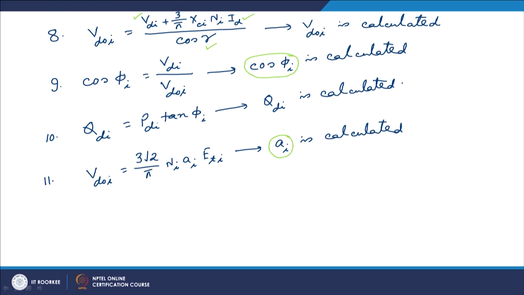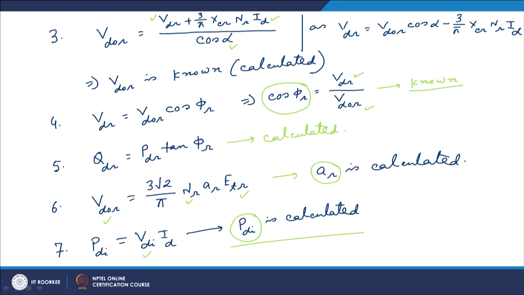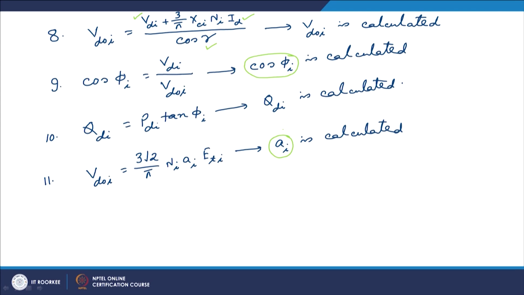So by following these very simple algebraic steps, we are able to calculate all the 6 remaining quantities which are of our interest. Now what happens after we finish this calculation? After finishing this calculation, PDR, QDR, PDI, QDI are known. Utilizing these equivalent injections, we now solve one iteration of the AC load flow, just one iteration. We do not solve this AC load flow completely.